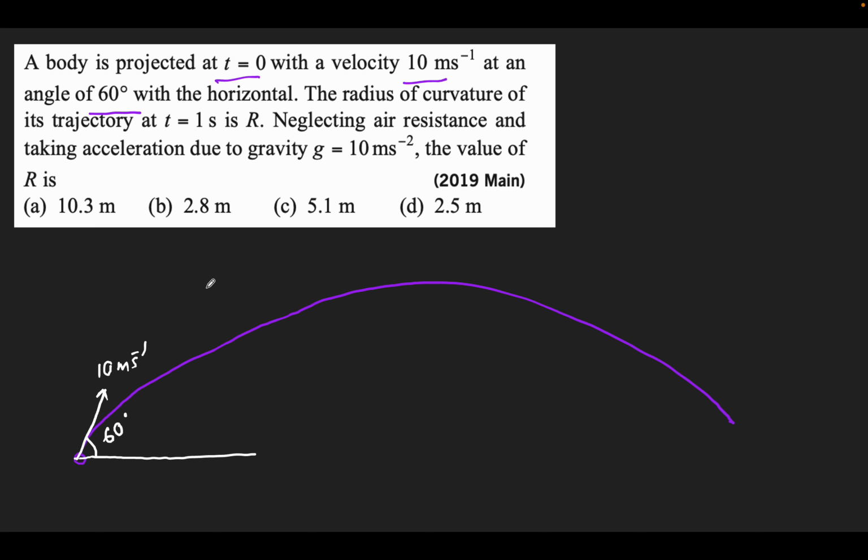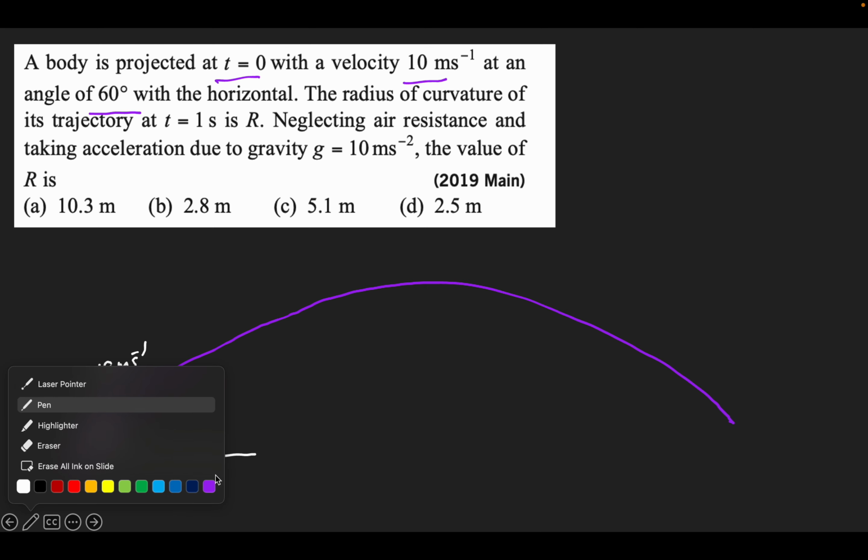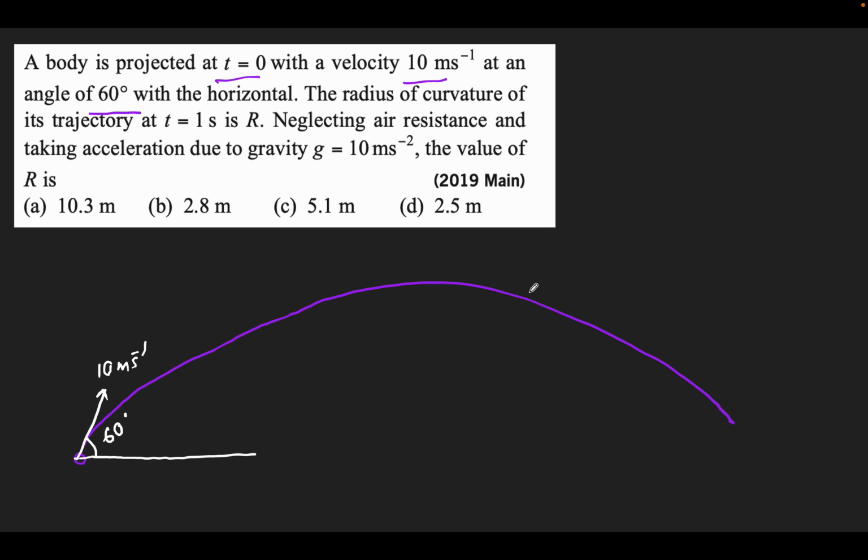The radius of curvature of its trajectory at t equal to 1 second is r. Okay, fine. That means, say after 1 second, suppose the body reached here. It was started from here, and in 1 second it reached here. Let this be t equal to 1 second. At this point, the radius of curvature is r.